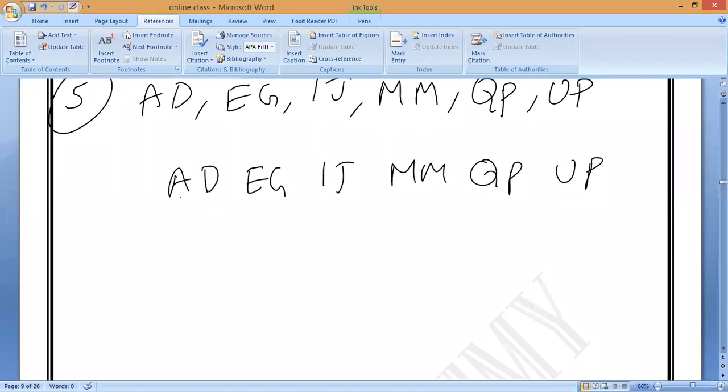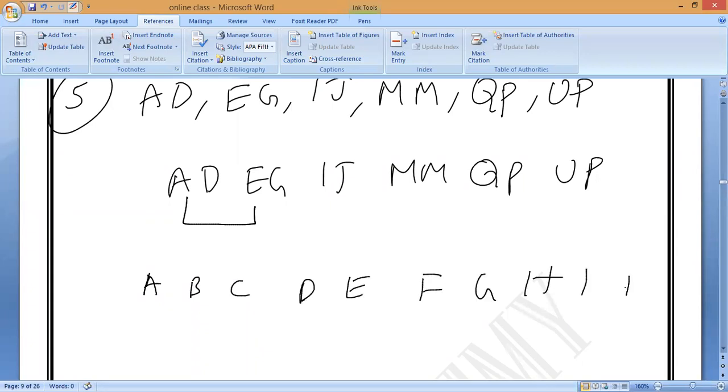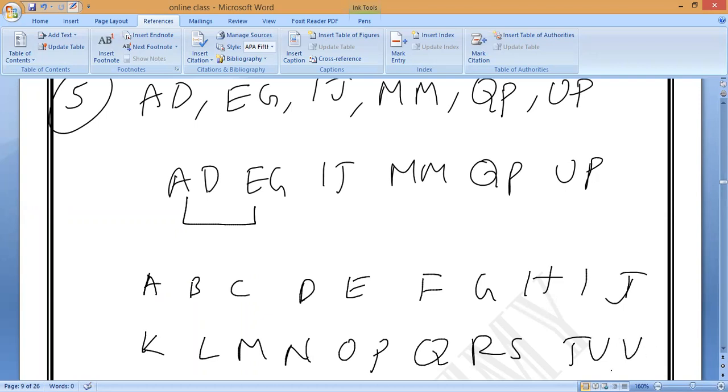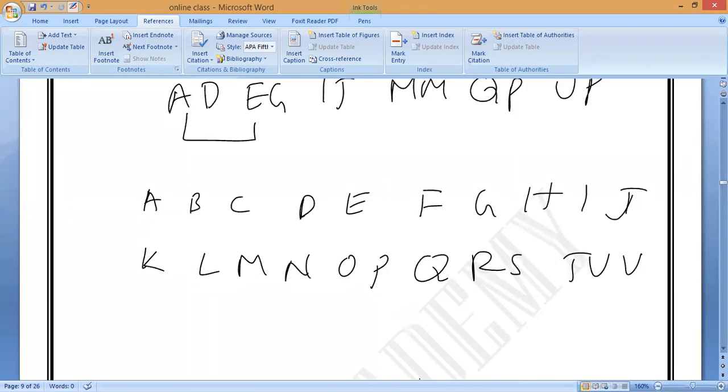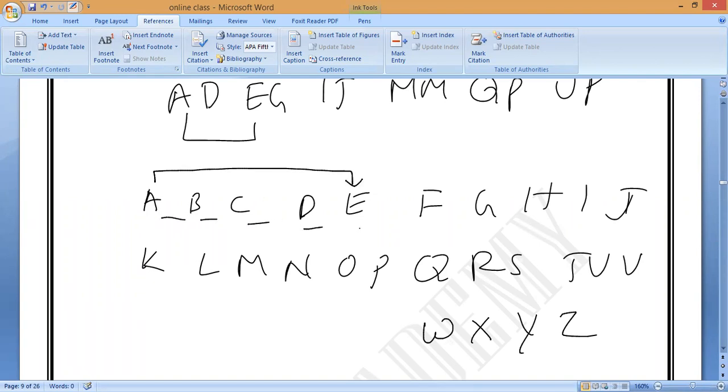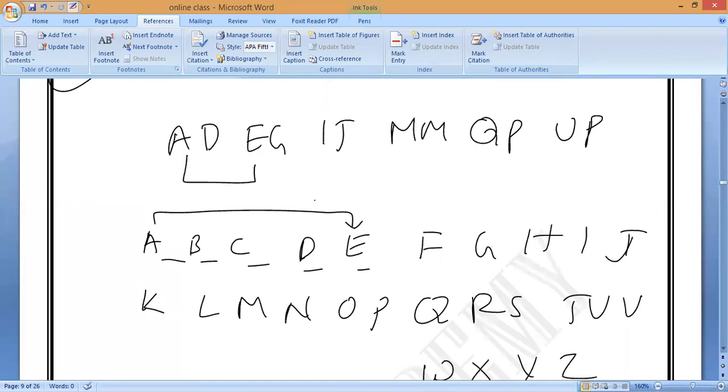A becomes E. How much is that? A is 1, E is 5. A, B, C, D, E, F, G, H, I, J: plus 4. K, L, M, N, O, P, Q, R, S, T, U, V, W, X, Y, Z. You should write fast. So A becomes E. How much does it increase? 1, 2, 3, 4. Plus 4. Is it yes or no? Yes, plus 4.